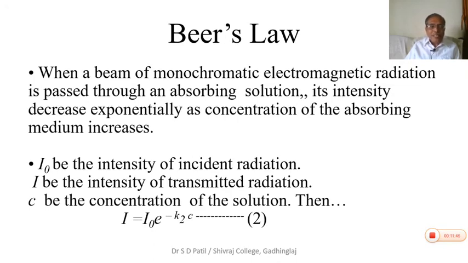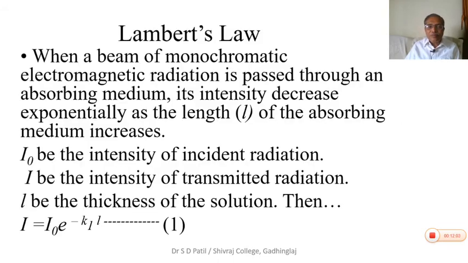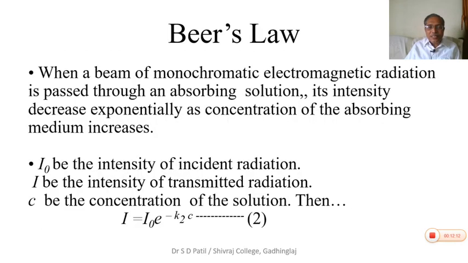Again, this law can be represented as: if I0 is the intensity of incident radiation, I is the intensity of transmitted radiation, C is the concentration, then we can write I = I0 e^(-K2 C). In the earlier relation, it was K1 L. K1 was the proportionality constant and L was the length. In this case, there is K2, another constant, and C is the concentration.